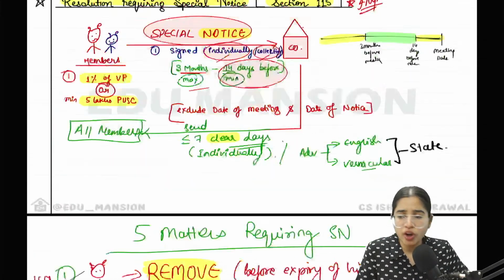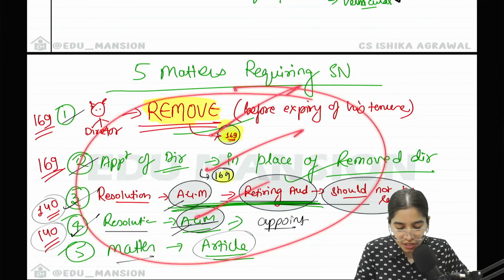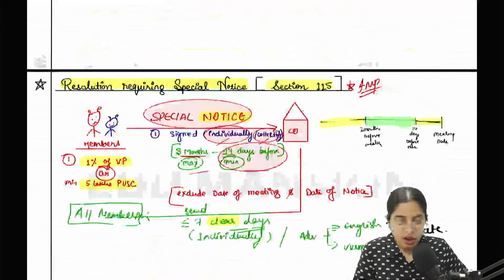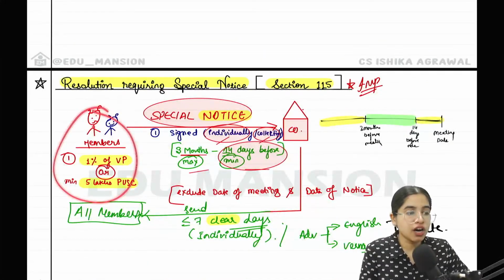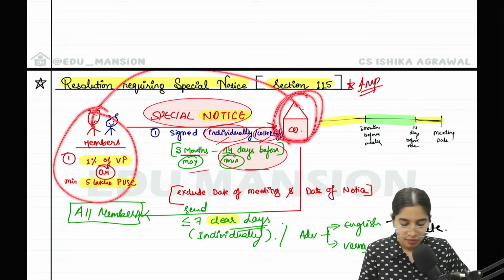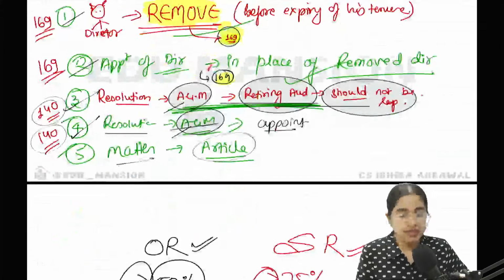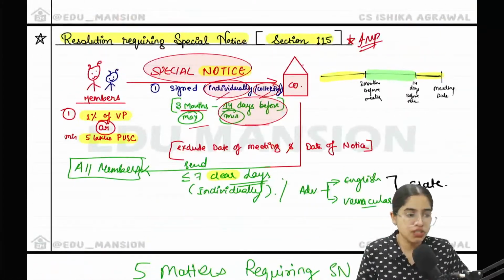Are you getting this point? That in respect of these 5 matters, in order to pass a resolution for these 5 matters, first members should give the special notice to the company before the meeting. So first I'll discuss the process of special notice, and after that I'll discuss the matters for which the special notice is required.